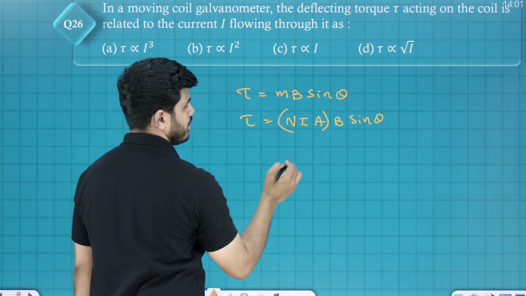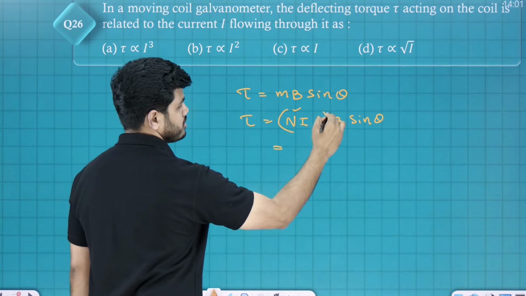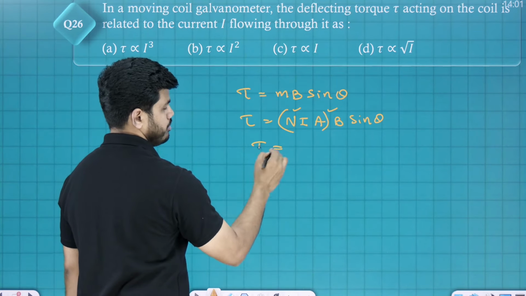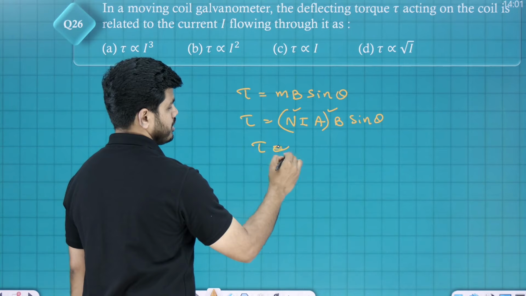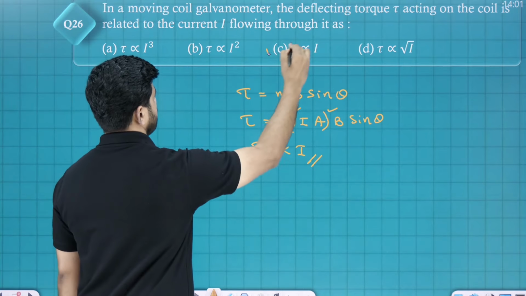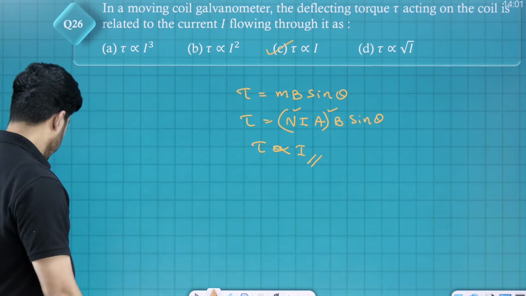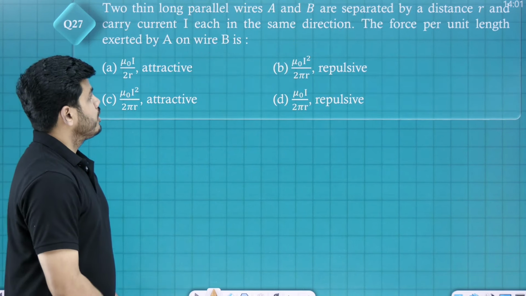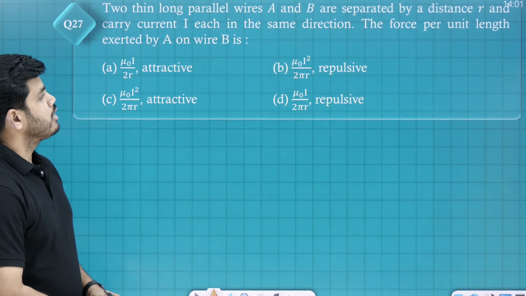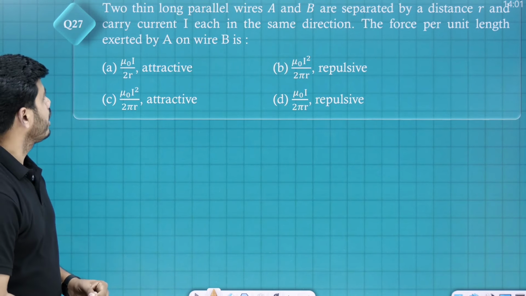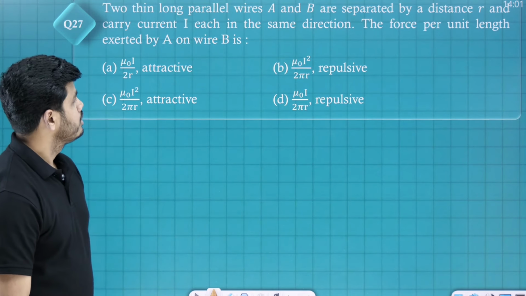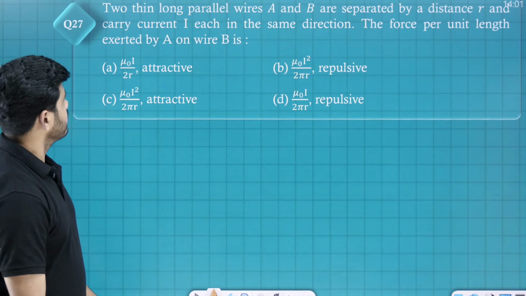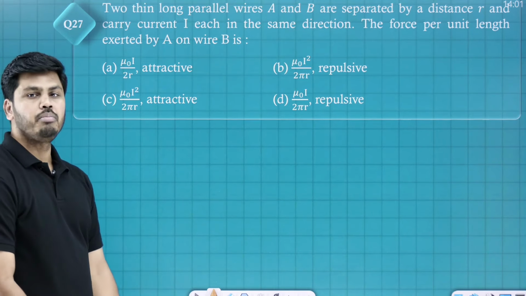NIA. So what is NIA? Here n is the number of turns, A is the area of the loop, everything is common, so constants. We can say torque is directly proportional to the current. Torque is proportional to I. Okay. Two thin long parallel wires A and B are separated by a distance R and carrying a current I each in the same direction. The force per unit length exerted by A on B.